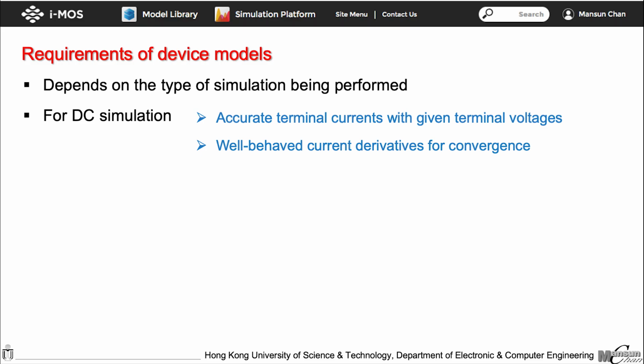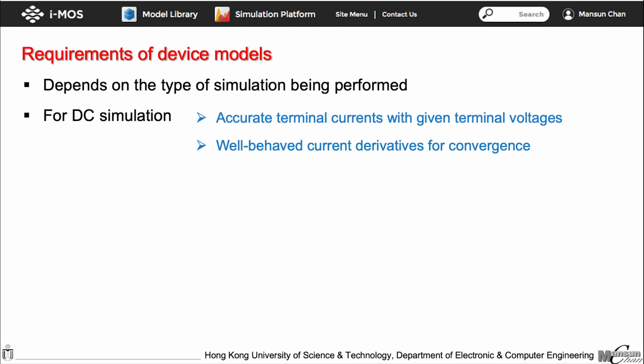While the accuracy of these derivatives does not impact the overall accuracy of the simulation, it is crucial for ensuring convergence during the iterative process. Let's use an example to illustrate why the behavior of the derivatives is more important than their accuracy.